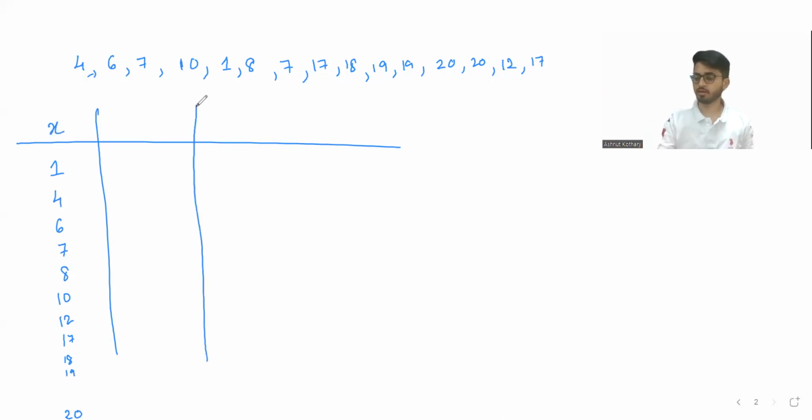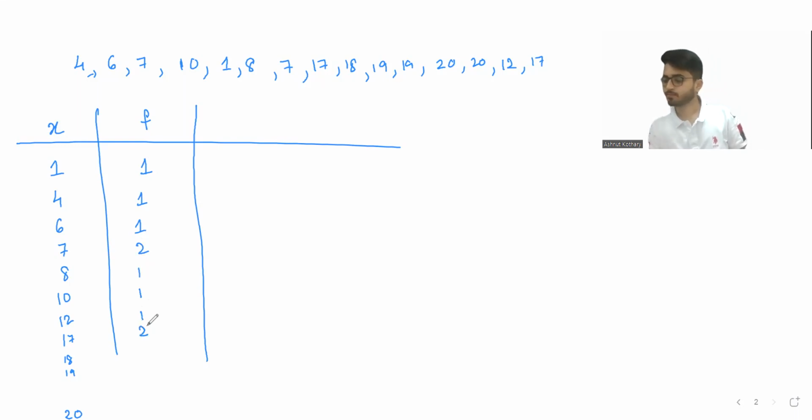The next one will be the frequency, denoted by small f. So how many times are we looking at 1 in my data? Once. 4 is once, 6 is once, 7 is twice, 8 is once, 10 is once, 12 is once, 17 is twice, 18 is once, 19 is twice, and 20 is also twice. So this is my frequency distribution.